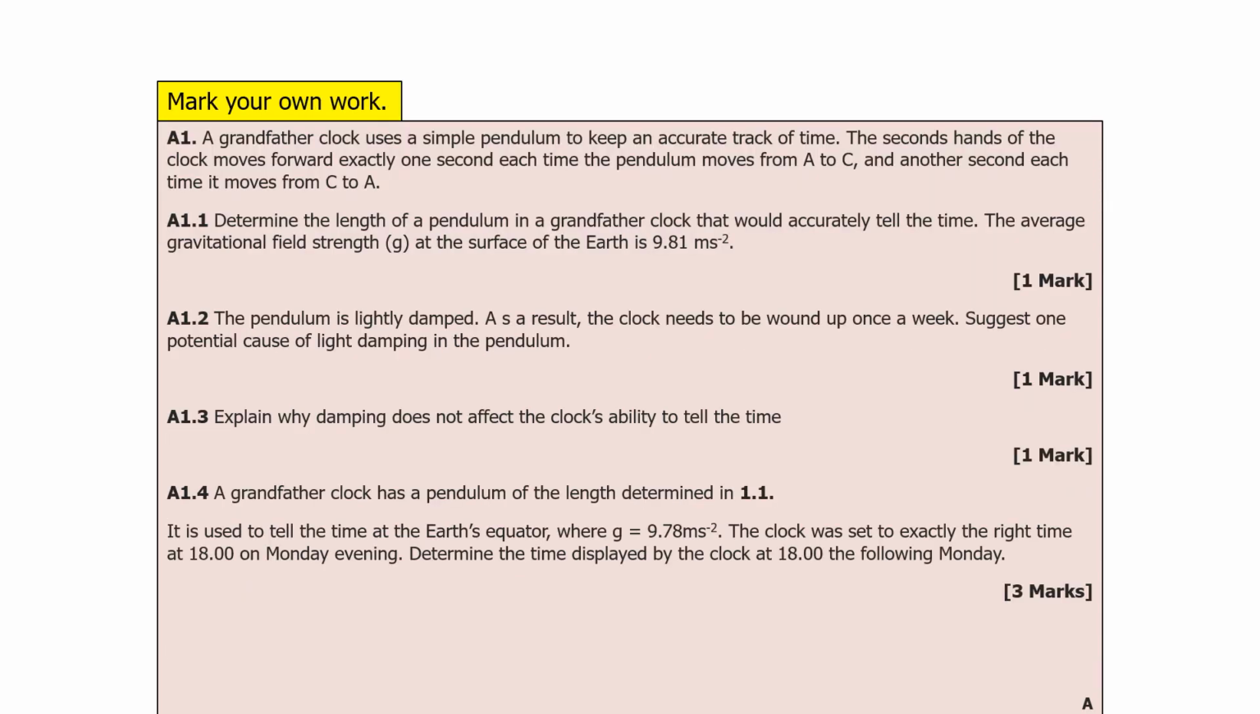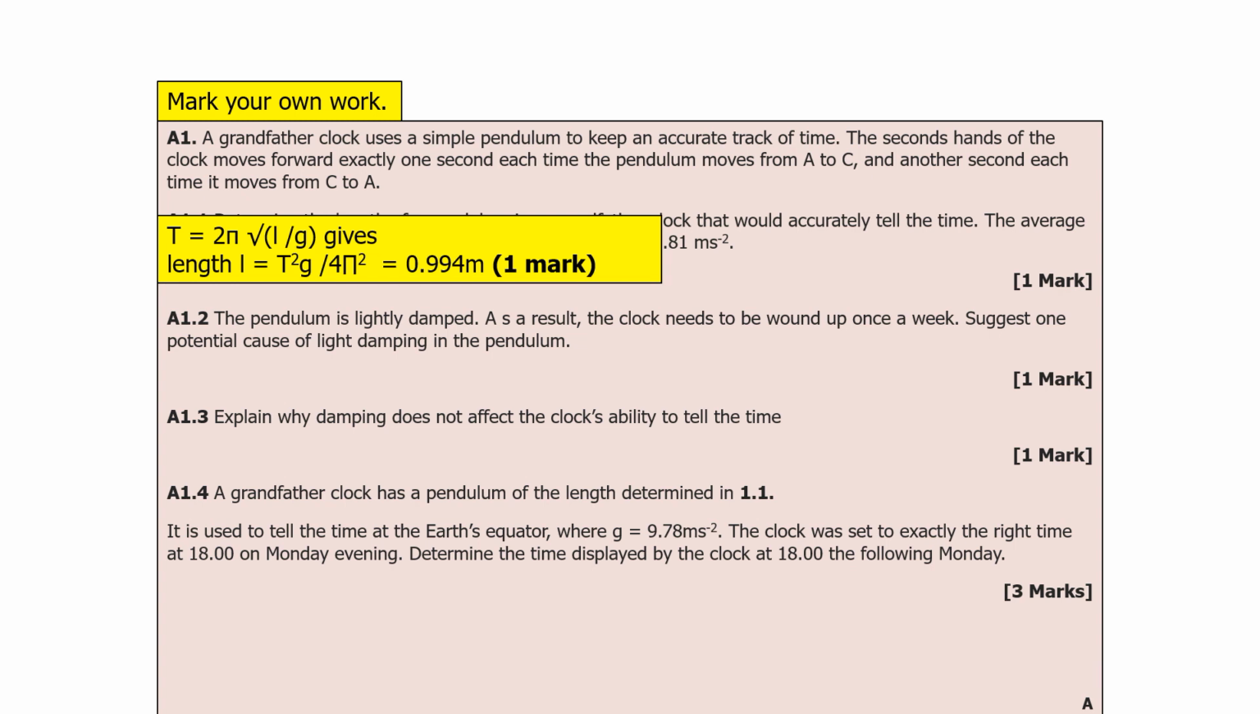Right, in this first one, we do T equals 2 pi times the square root of L over g. We rearrange it to make L the subject. We pop in all the values. Now again, remember T is 2 because it's going 1 second to one end and 1 second back again, so T is equal to 2. Pop in all the numbers and we get 0.994 meters.